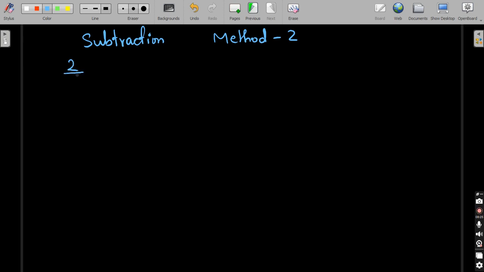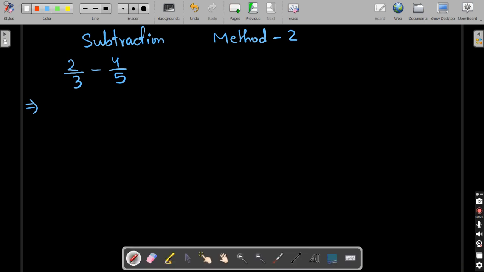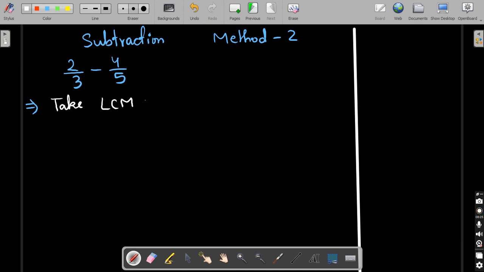Let us start. 2 by 3 minus 4 by 5. What I will do in this step, I am going to do here also. First I will draw the rough line. Okay, now let us take the LCM of the denominators, 3 and 5.